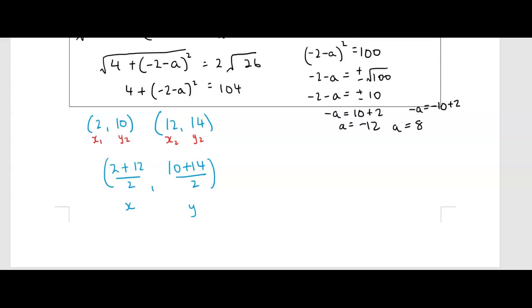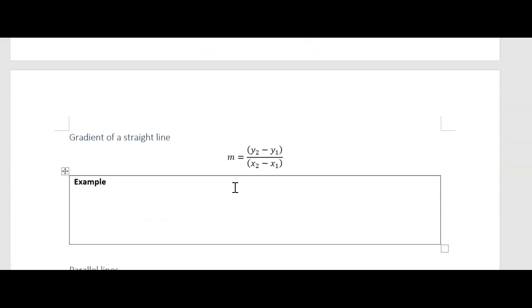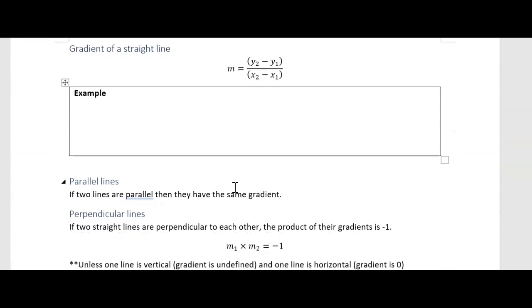All right, so 2 plus 12 is 14 divided by 2 is 7. And then 10 plus 14 is 24 divided by 2 is 12. So the midpoint between those 2 points is 7, 12. Now, there are more complicated questions than that, but just remember they would be quite similar to the distance formula. So you may be given this point, and I remember doing them. I just wish I had a better one to show you. Anyway, let's move on.